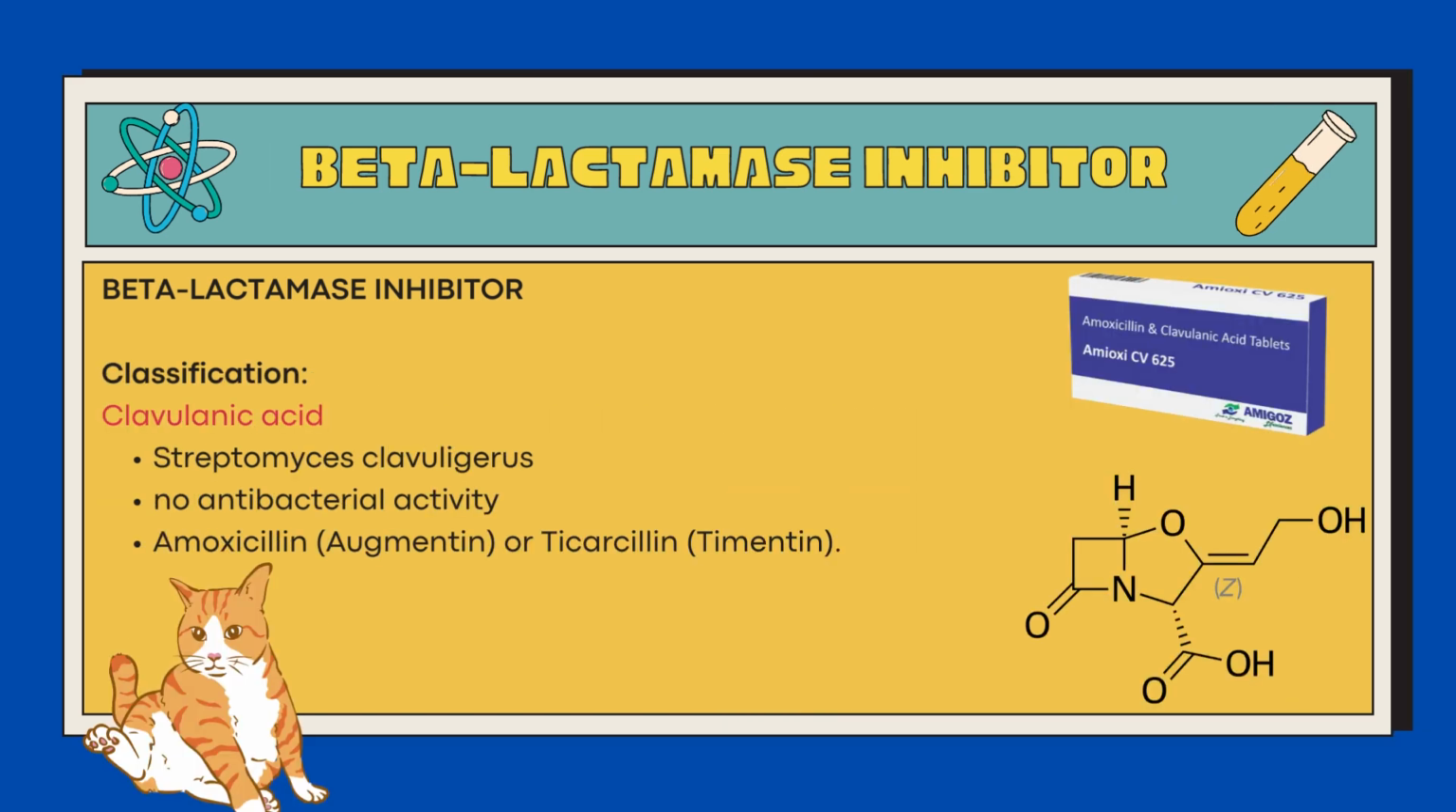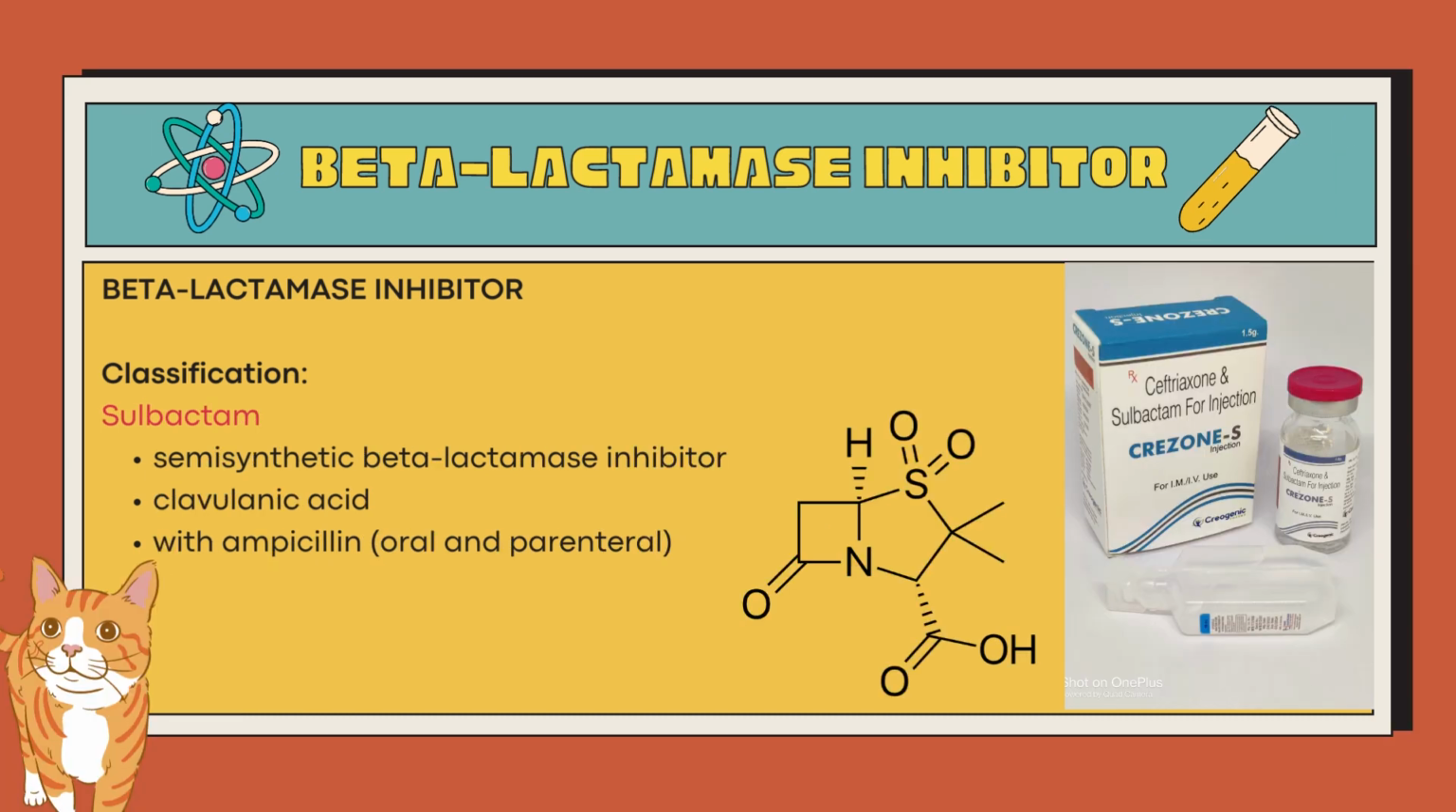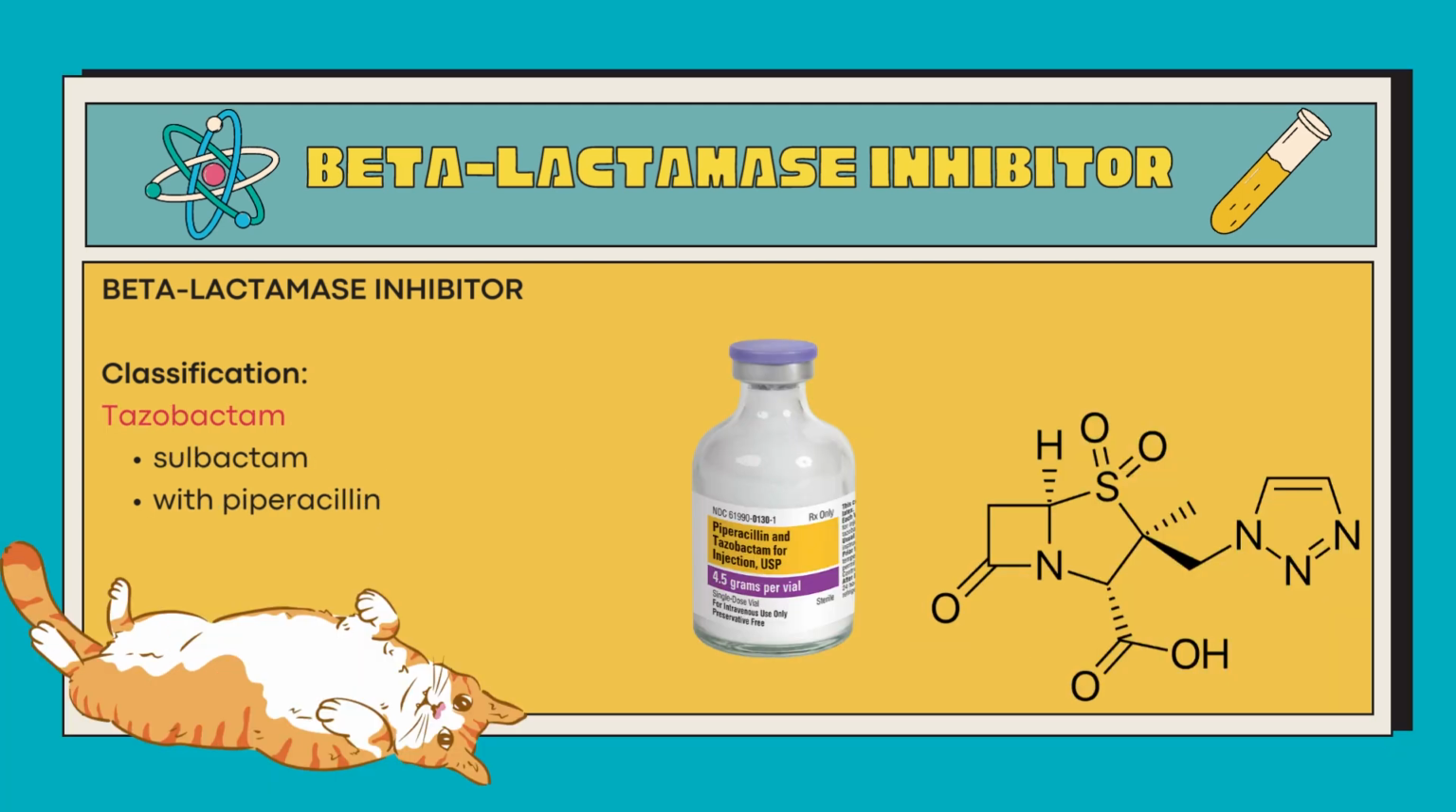First, we have clavulanic acid, obtained from Streptomyces clavuligerus, which has no antibacterial activity of its own. It is generally combined with amoxicillin or ticarcillin. Second, we have sulbactam. This is a semi-synthetic beta-lactamase inhibitor related chemically and in activity to clavulanic acid. It is combined with ampicillin and preferably used for oral and parenteral administration. Lastly, we have tazobactam. It is similar to sulbactam and combined with piperacillin.